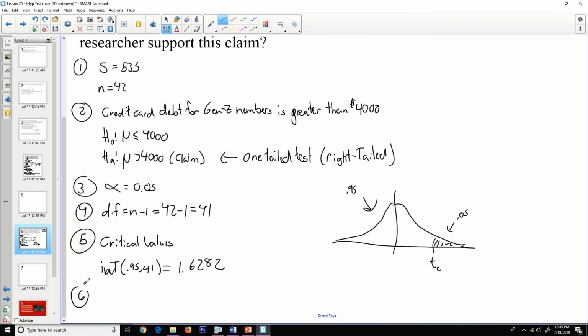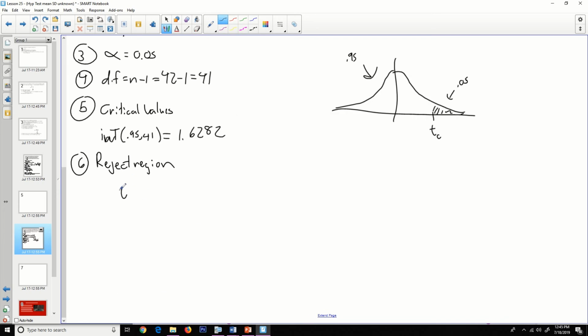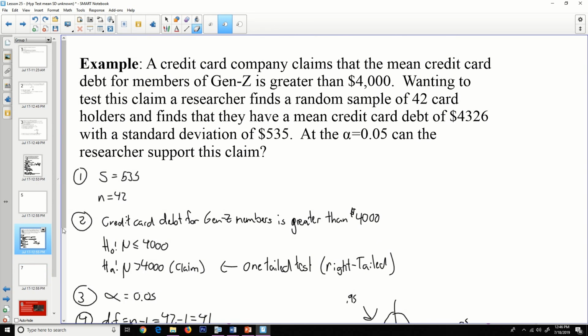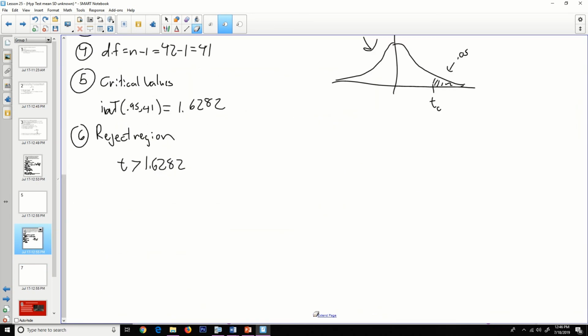So in number 6, our reject region is going to be a t value that's greater than 1.6282. Let's do a better job enumerating our list here. All right, 7. Any t value that's bigger than that, that's when we will reject it.